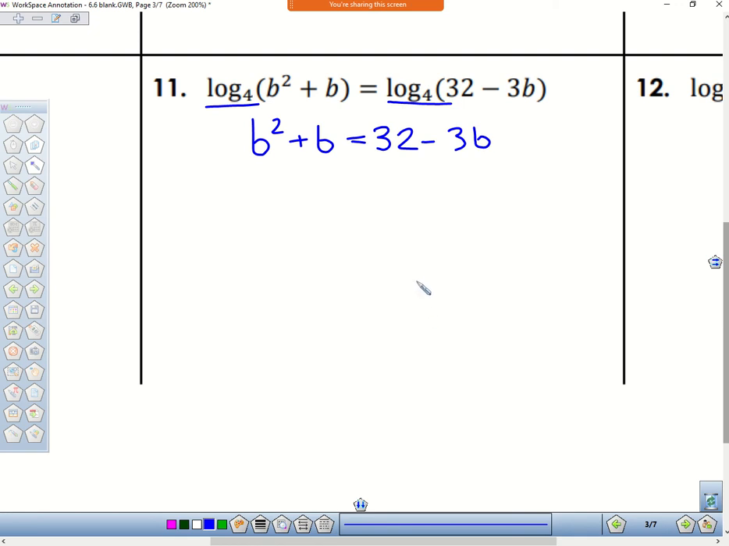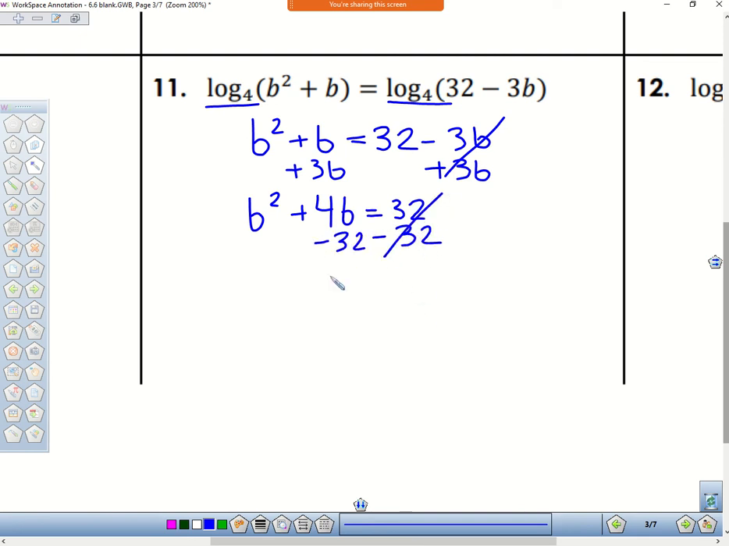Since it's going to be quadratic, we want to get everything to the same side of the equal sign. So I'm going to add 3b to both sides. b plus 3b is equal to 4b. And then I'm going to subtract 32 on both sides to get it to my left. That's going to be b squared plus 4b minus 32 is equal to 0. So now we're at the point where we can factor this.